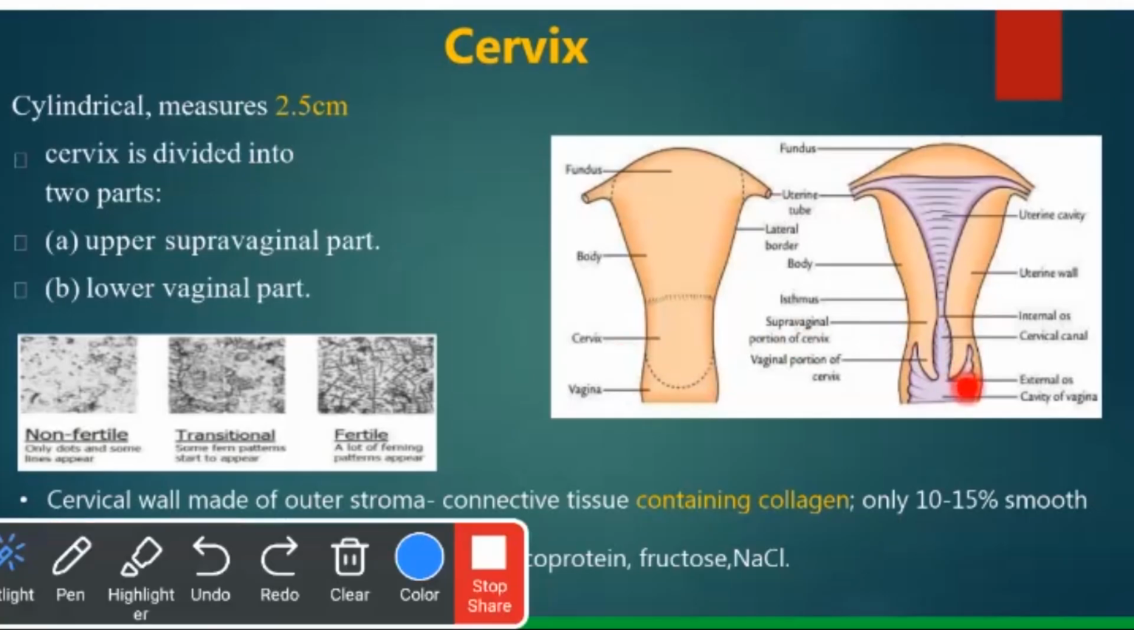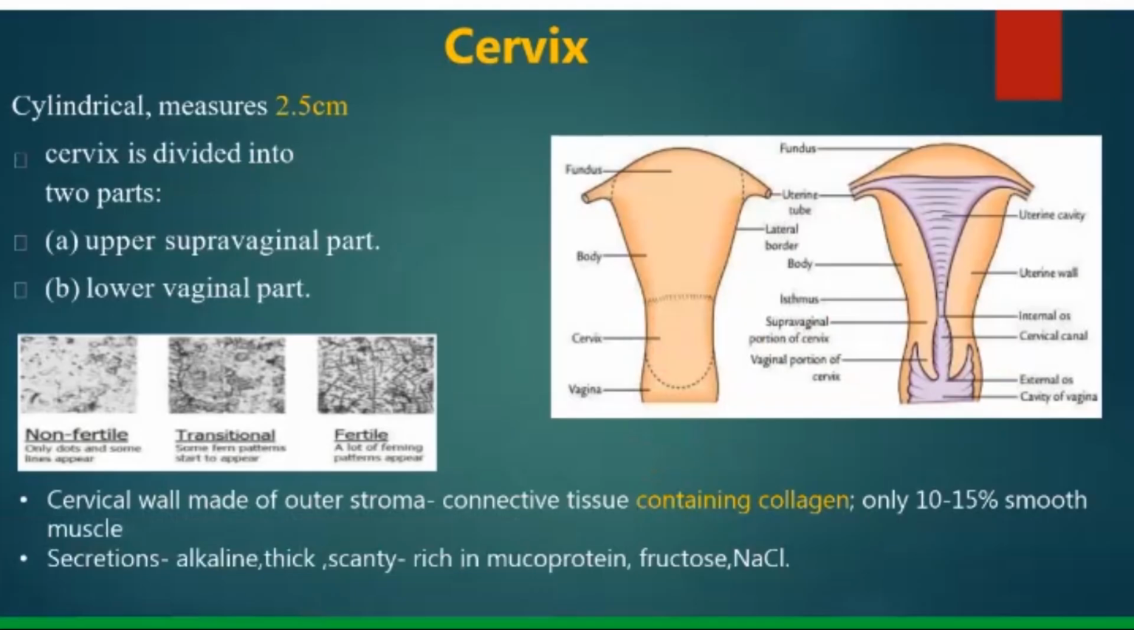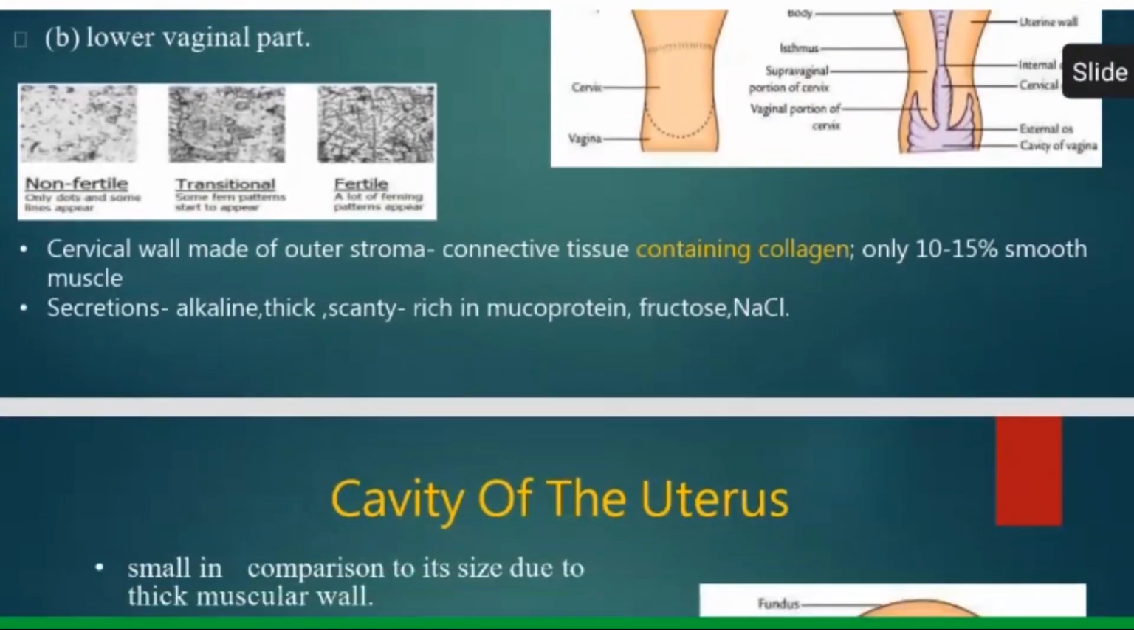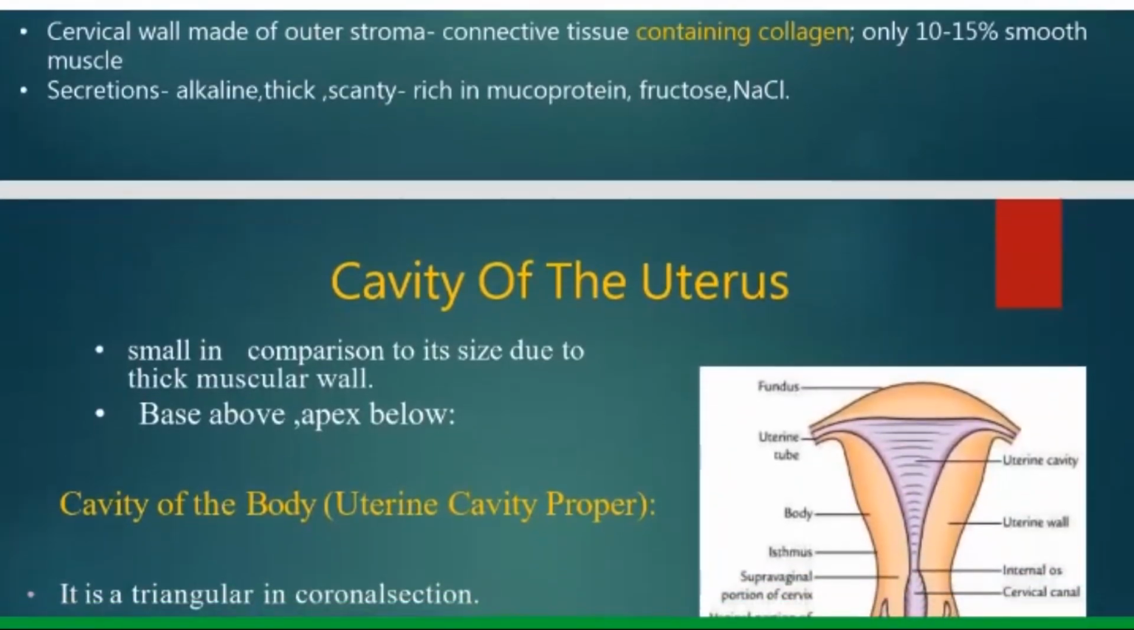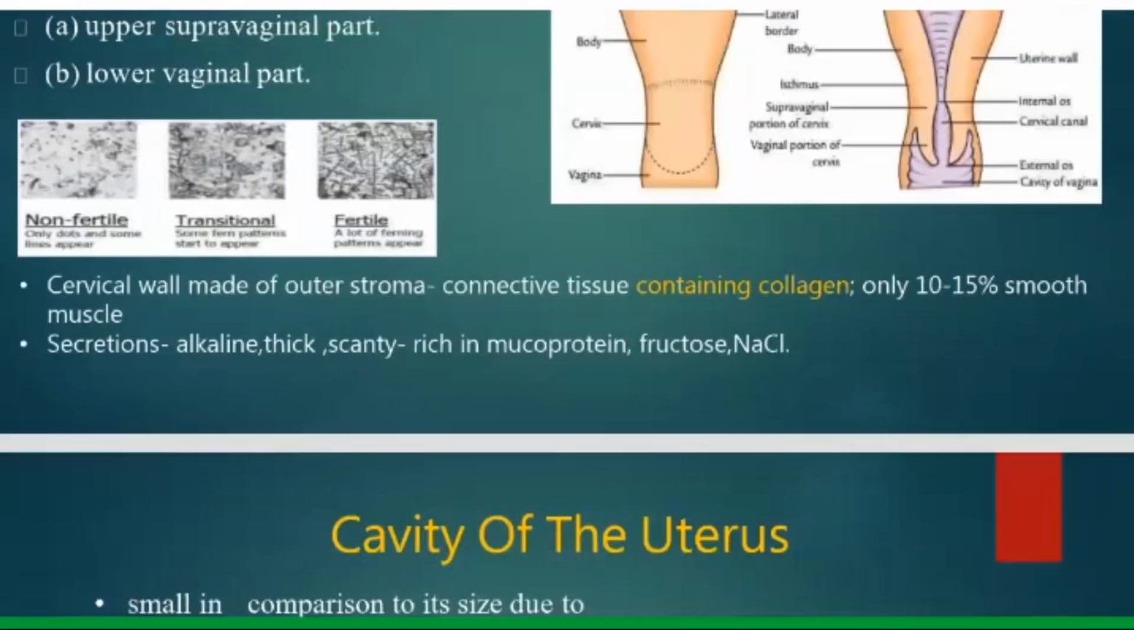So here it is, 2.5 centimeters, basically divided into two parts, upper supravaginal and lower vaginal part. And we have discussed the secretions and the cervical wall, made up of the outer stroma, connective tissue containing collagen. Basically it is collagen.